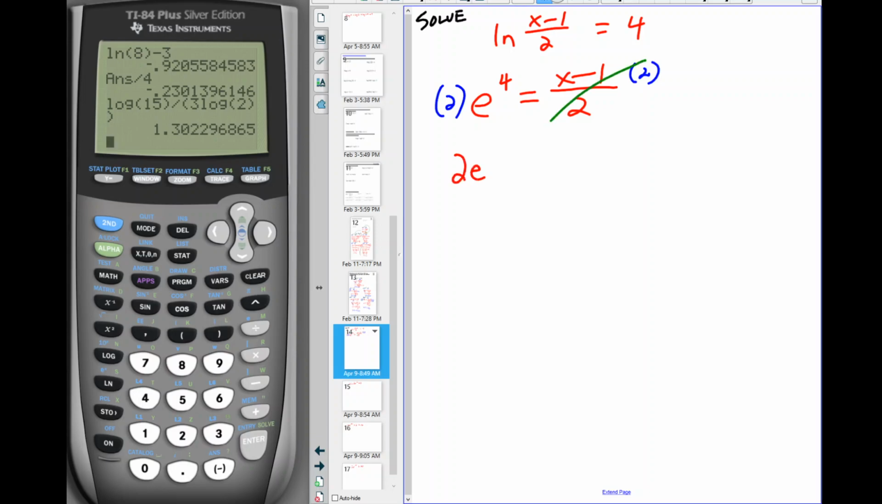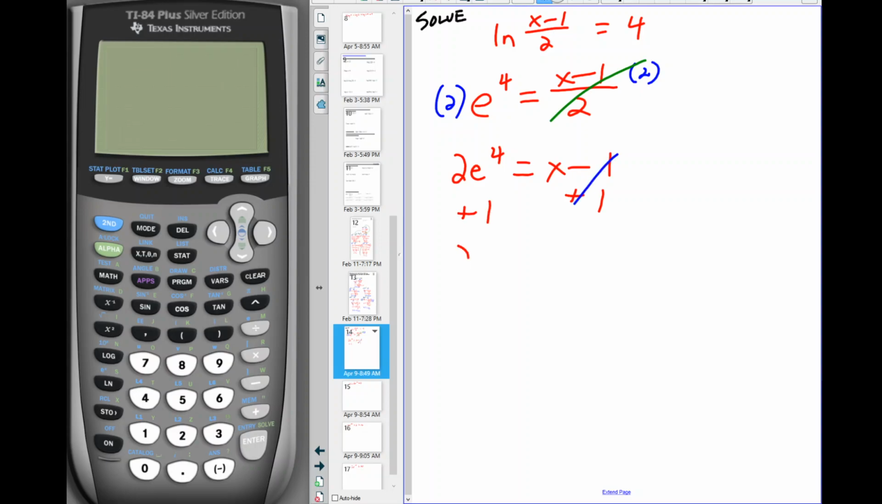So 2e to the fourth is equal to x minus 1, and then plus 1, plus 1. And then all the children rejoice because the variable has been isolated. 2e to the fourth plus 1 is equal to x. If you are asked to round, now you can go ahead and do so.